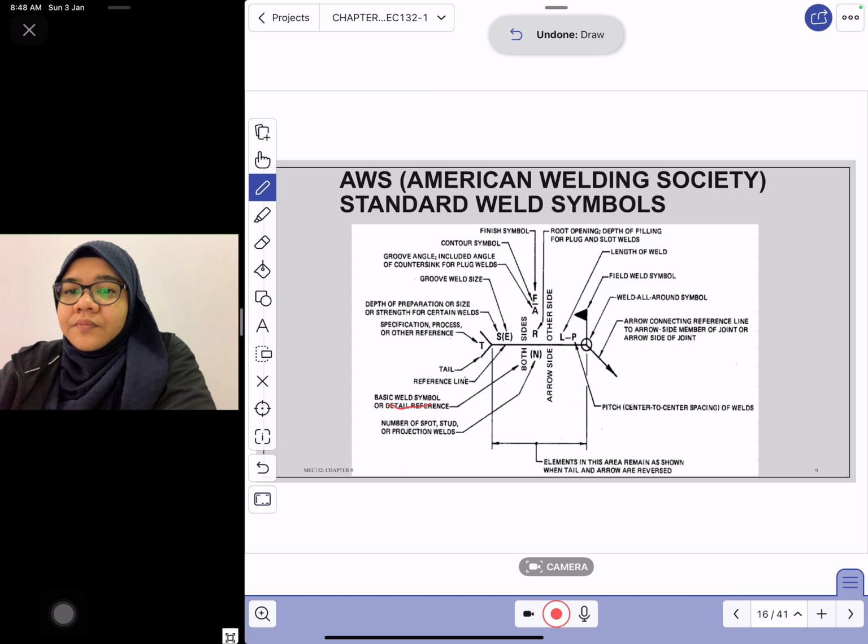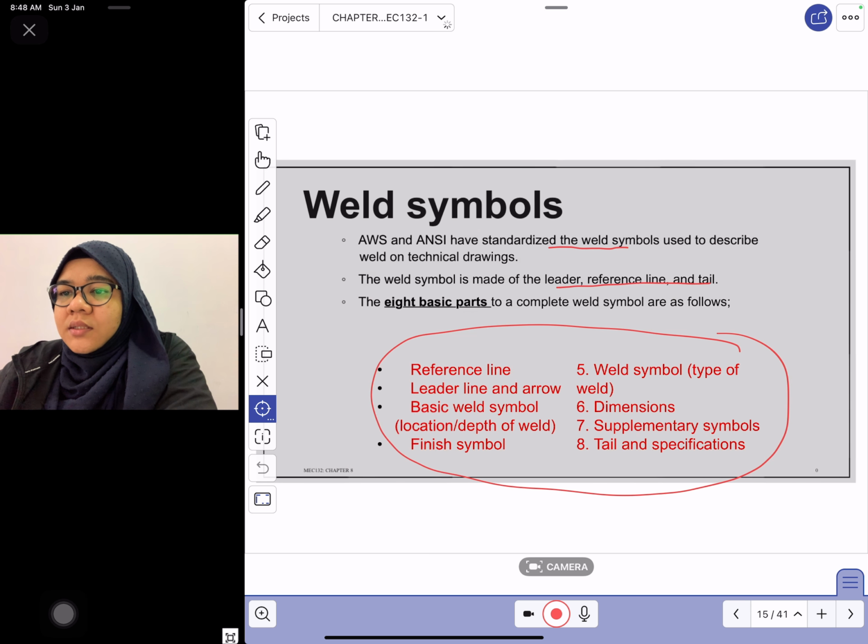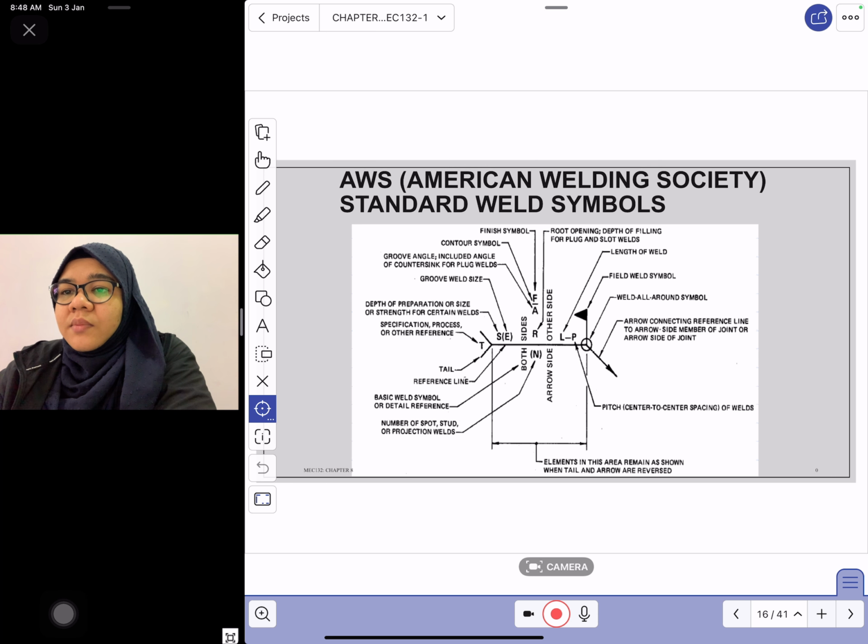Basic weld symbol, kan. Ni basic weld symbol dekat sini, sama ada both side, dua-dua lah, atas bawah, ataupun satu side sahaja. And then a weld size, preparation size lagi, dimension tadilah, size, supplementary symbol, tail and specification. Okay, ini bahagian tail dia.